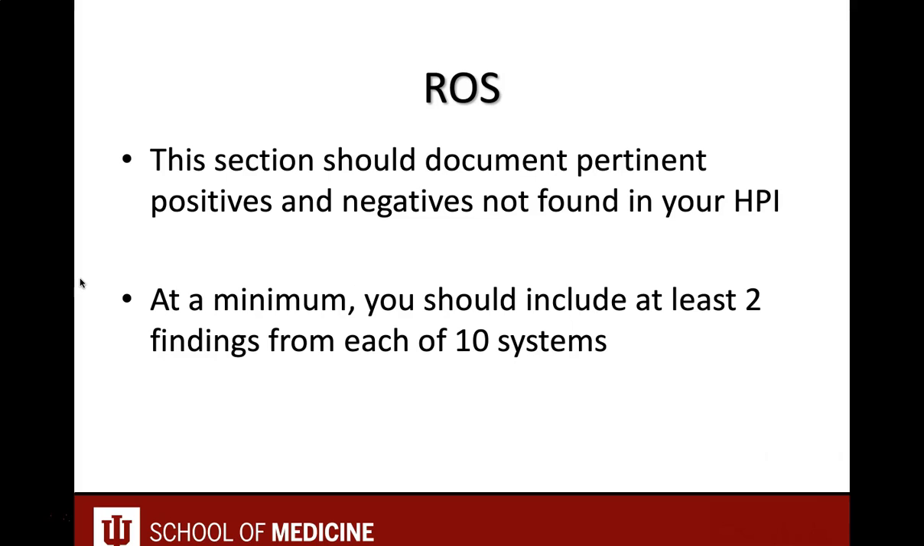In the review of systems, this section should document pertinent positives and negatives not found in your HPI. If your HPI focuses on a cardiovascular problem, just because your HPI includes such information, you should still consider what questions in the system of cardiovascular you should ask that you might not have asked in your HPI. At a minimum, you should include at least 2 findings from each of 10 systems.